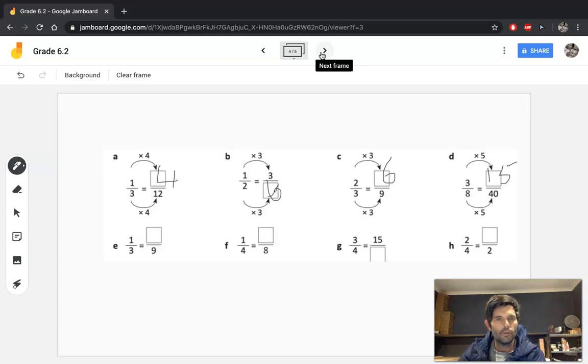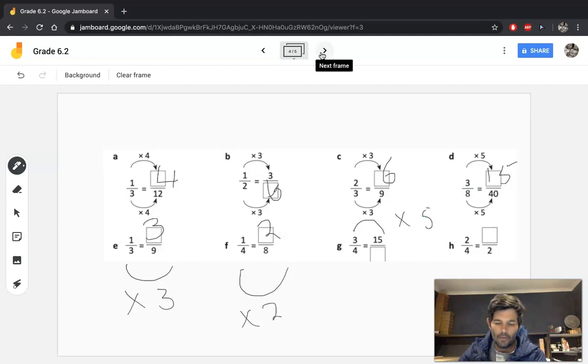Okay, for E, you needed to work it out for yourself. So in E, 3 has been multiplied by 3 to get to 9. So we therefore know that the numerator needs to be 3. F, 4 has been multiplied by 2 to get to 8. And then the top numerator needs to be multiplied by 2 to get to 2. Here, 3 has been multiplied by 5. So we need to multiply 4 by 5. And that's going to give us 20.